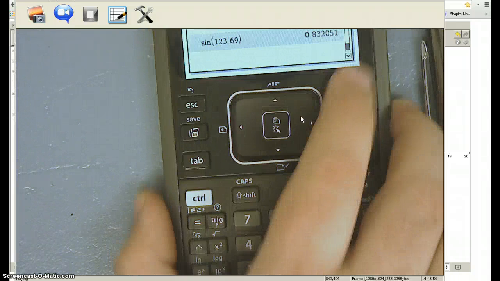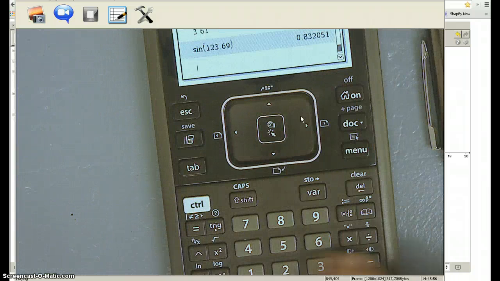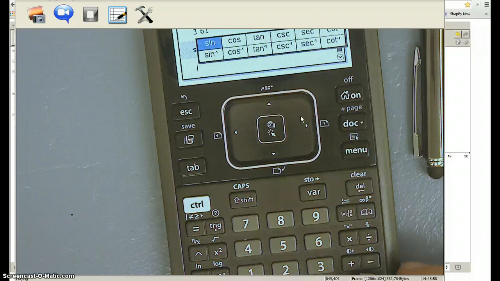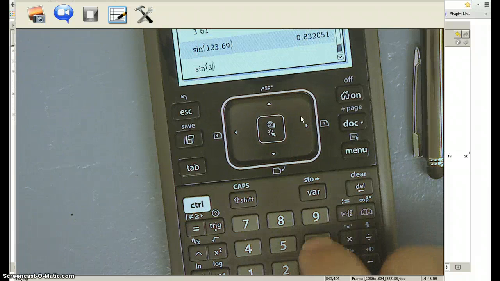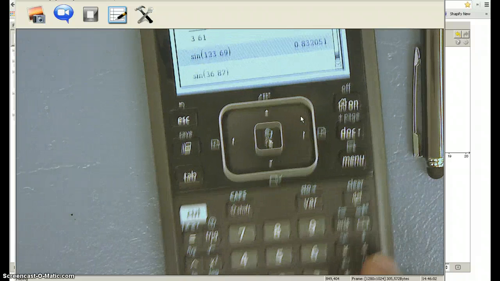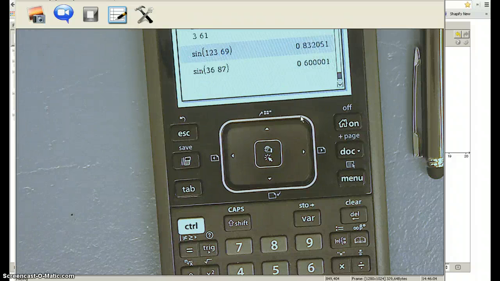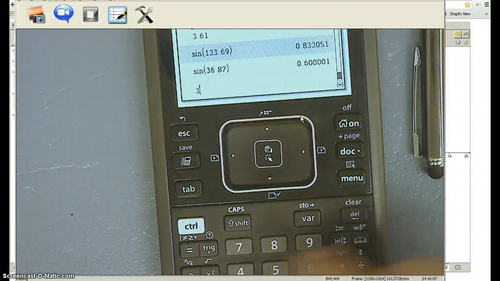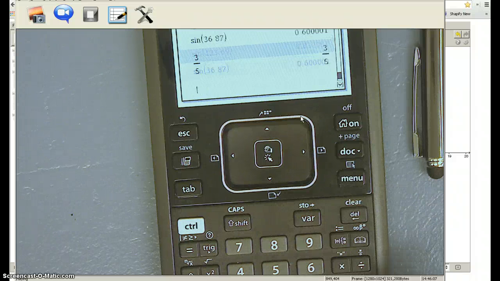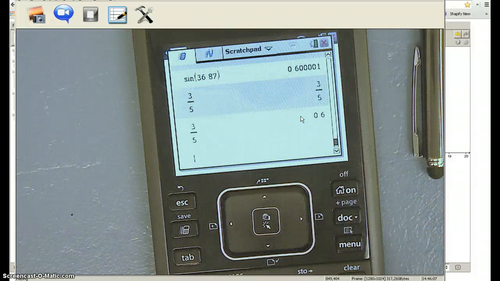So let's put that in there. What is the sine of a 36.87 degree angle? And hit enter, and I get 0.6001, which what I just said was 3 divided by 5, and that is 0.6. There it is again.